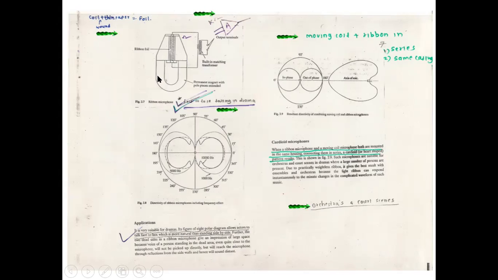So if you use a moving coil and this ribbon type of microphone in series, because of addition and cancellation of phases of sound energy, it results in a heart shape type of directivity pattern. So such a combination, that is, moving coil and ribbon type of microphone used in series, will result in a cardioid or heart shape directivity pattern. Normally it is used in orchestras and court scenes. Such types of microphones are used there.